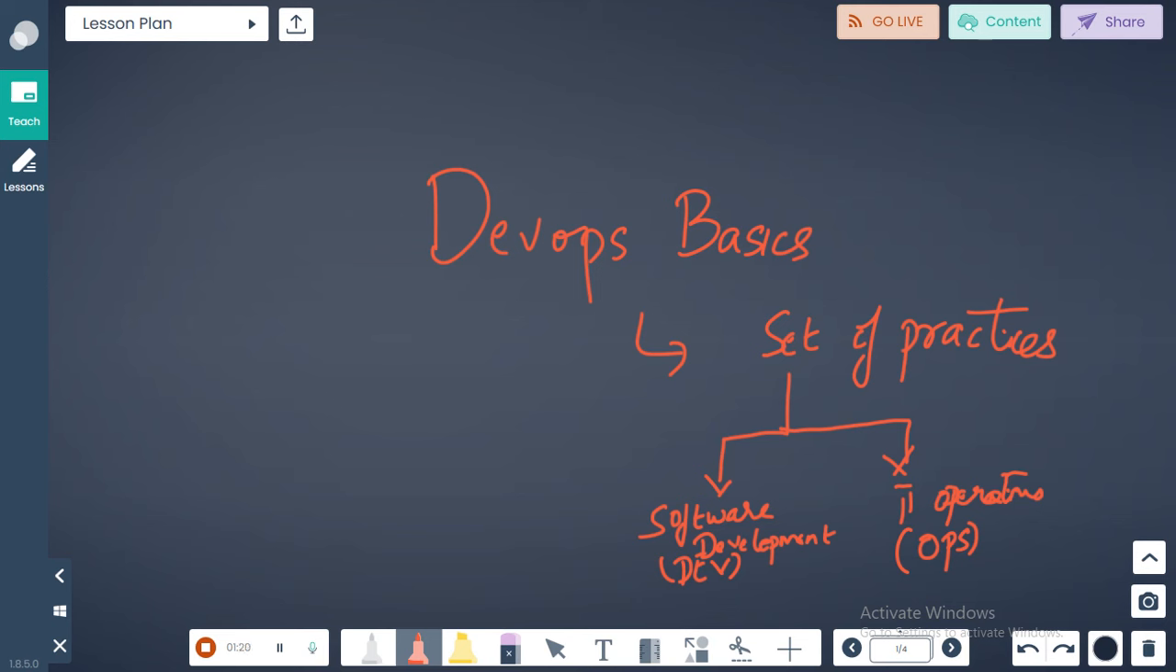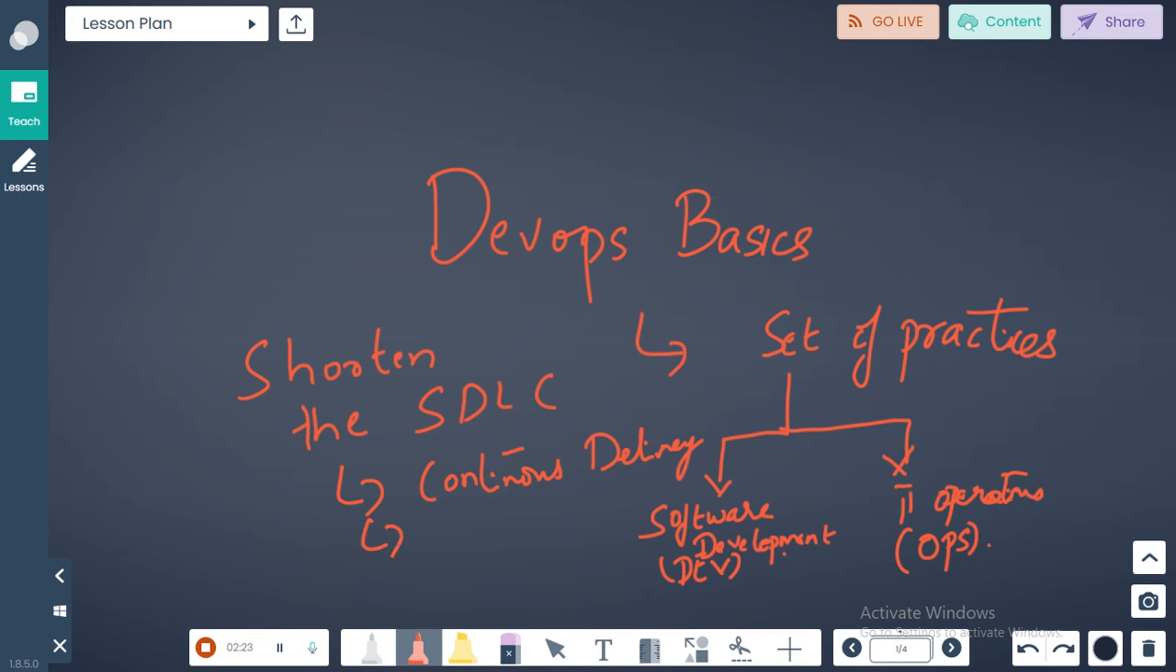If anyone wants an explanation, you can tell them, hey, it's a set of practices that combines both software development and IT operations. The whole idea is to shorten the systems development lifecycle, that's SDLC, and to provide continuous delivery with a very high software quality.